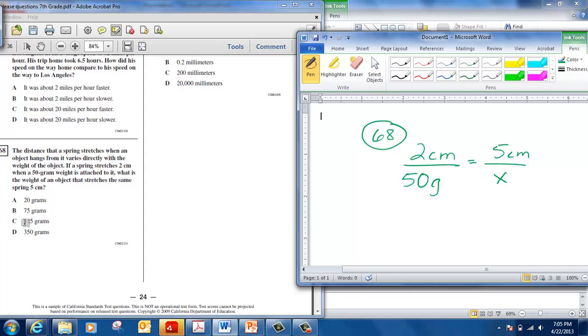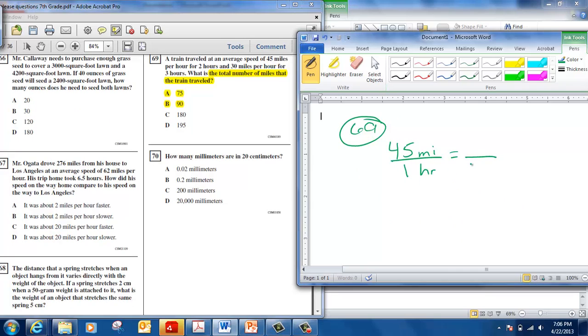The other way, again, you could do it is to do your cross multiplication. Or you could simplify this down. So 1 centimeter is going to give you 25 grams. So then 5 centimeters, how many grams is that going to be? Well, 1 times 5 gives you 5. So 25 times 5 gives you 125. Okay. So your answer is going to be C.